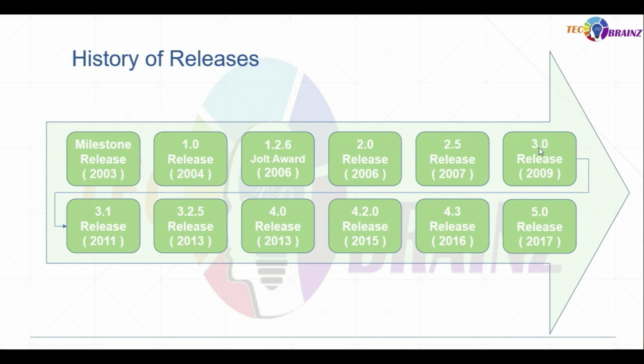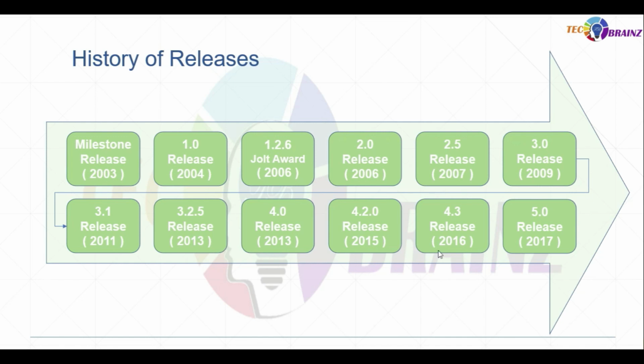In 2009, they released their 3.0 release, and in 3.0 the major focus was that all the configuration can be done Java based. They released 3.1 in the year 2011, 3.2.5 in 2013, and then they released 4.0 in the year 2013. They added compatibility for Java 6, Java 7 and Java 8, and they added support for WebSockets, support for Groovy and so on.